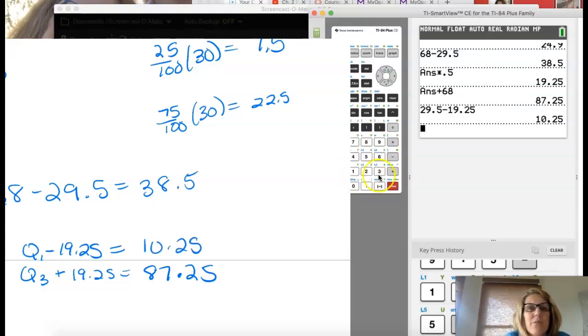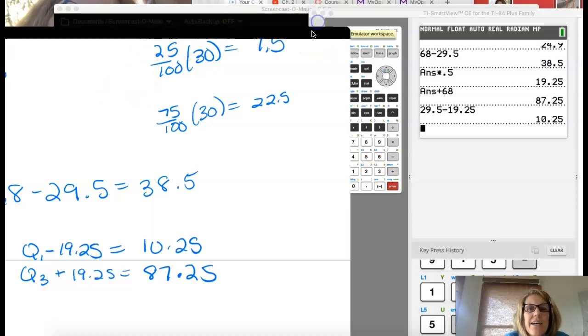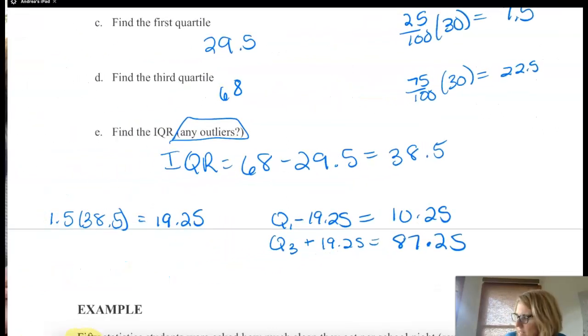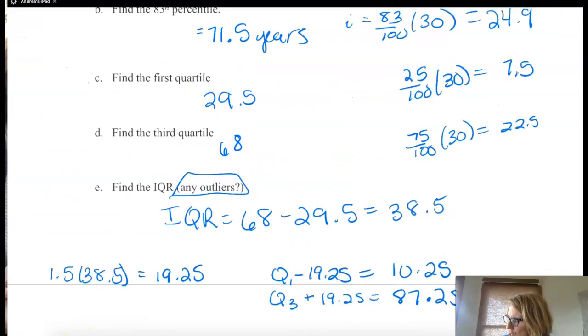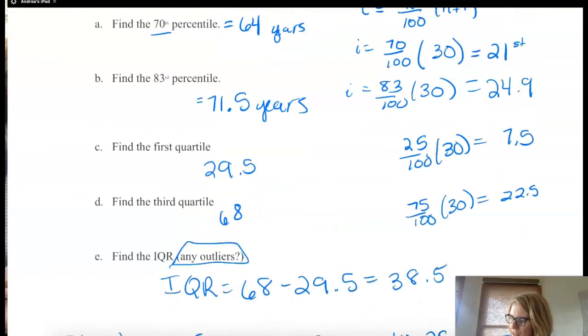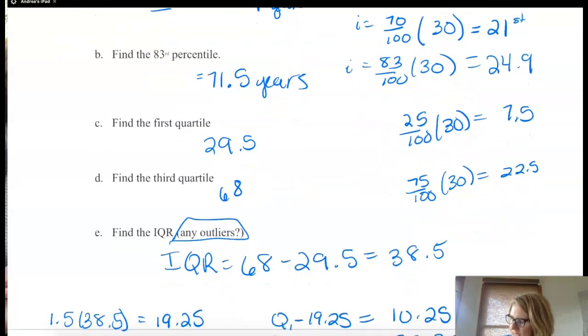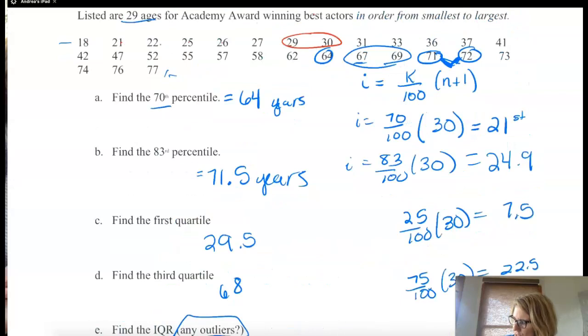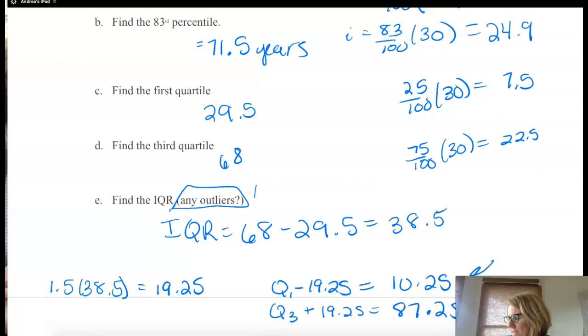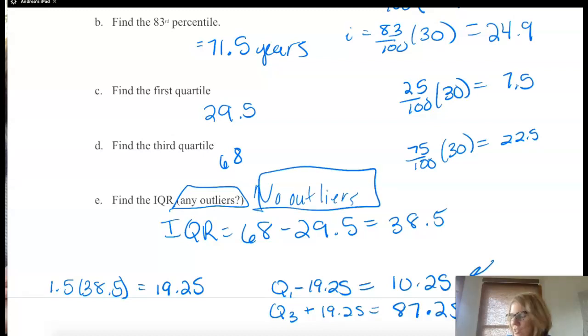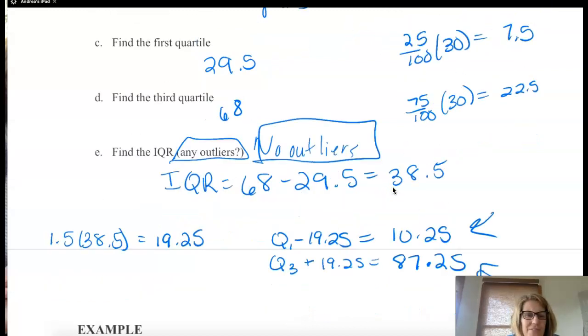So basically what we're looking at in our data now is, are any of the values lower than this or higher than this? So anybody younger than 10.25? No. Older than 87.25? No. So there are no outliers. That's a little tricky, so if you get one of those and you want to do some office hours to go over it, make sure you got it, just let me know, okay?